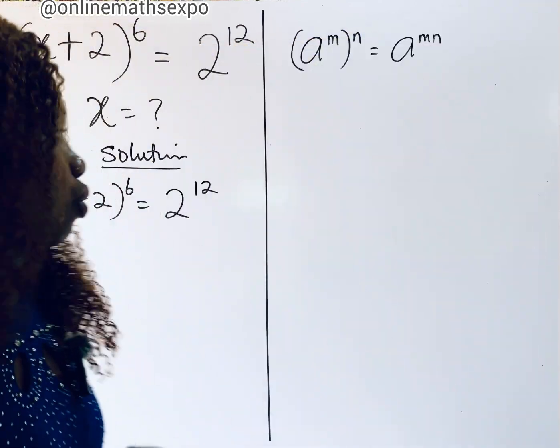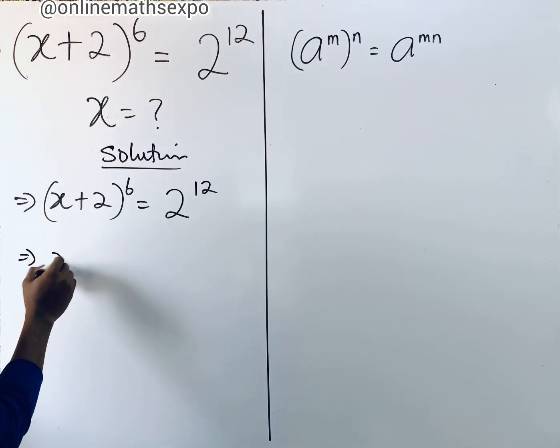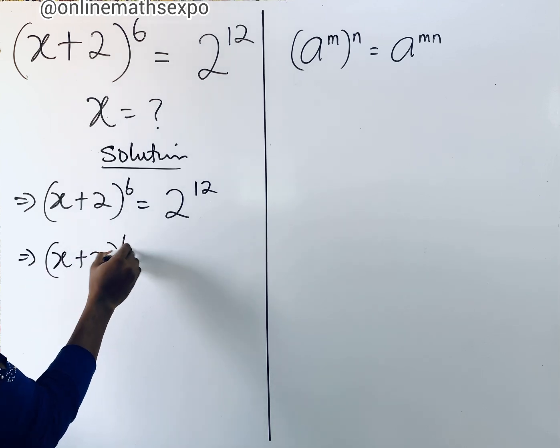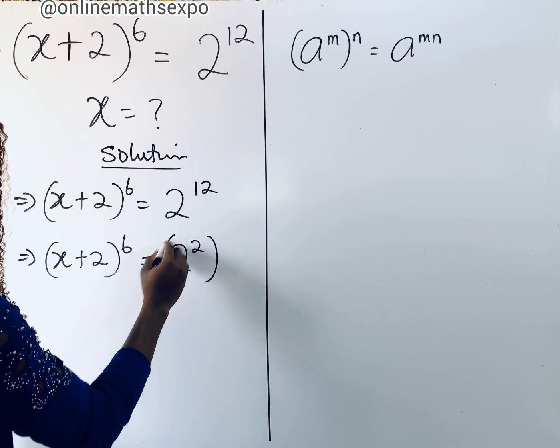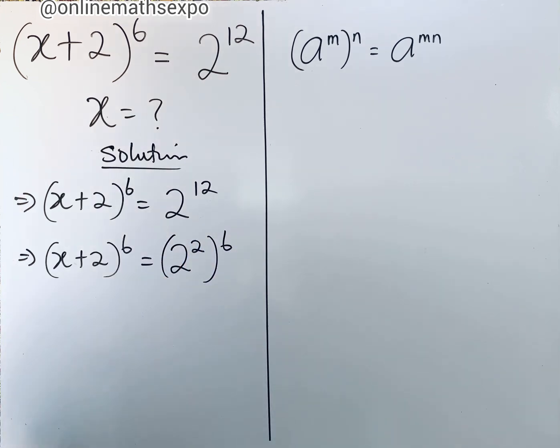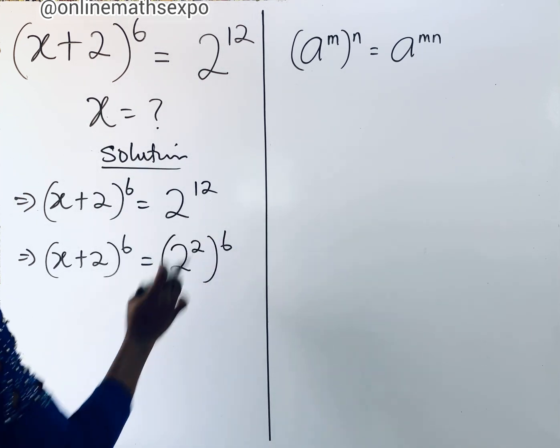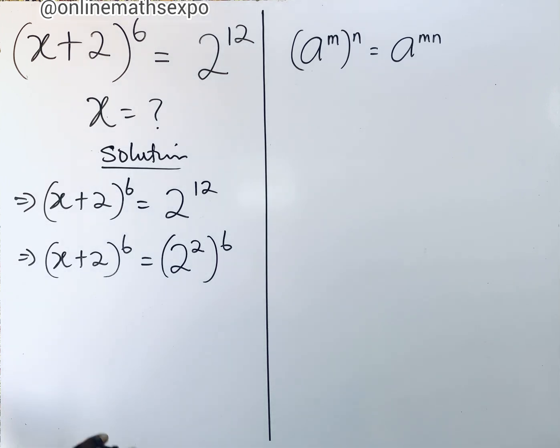Now, to do this, what do you have? So you are going to have (x+2)^6 is equal to, this can be rewritten as (2^2)^6. You have not changed anything. Multiply this, it gives you back 12. Okay, so what do we do next?